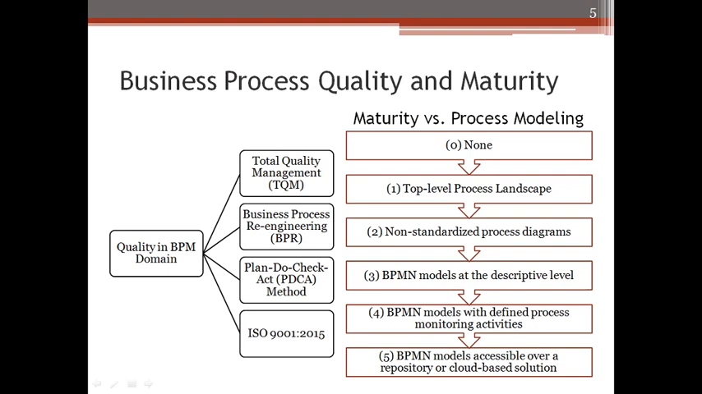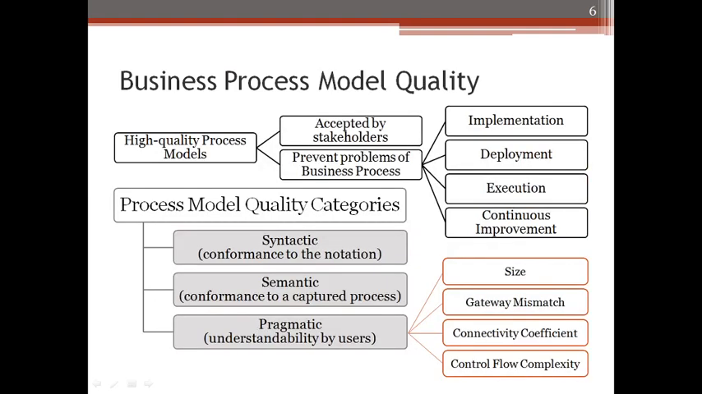Business process quality has been reflected in total quality management approach, business process reengineering, plan, do, check, act approach, and ISO standards. In all of these approaches and standards, business process modeling played the major role. Process modeling technique is practiced by organizations of high-level business process management maturity. It starts from the third level with BPMN models at the descriptive level, to BPMN models with included business process monitoring activities at the fourth level, and process model repositories at the fifth level of BPM maturity.